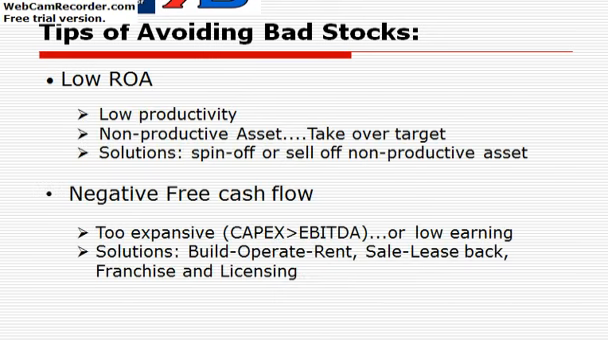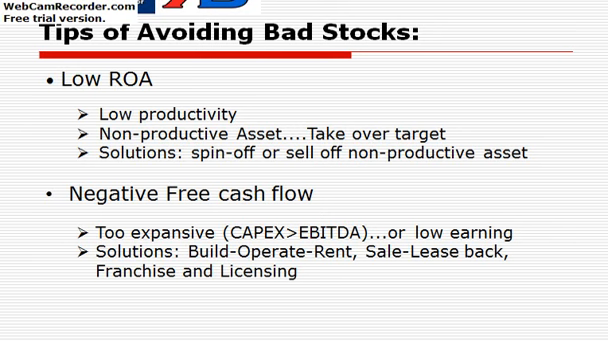Right. Next is the low return on asset. It is a sign to avoid the bad stock because it shows low productivity. It shows non-productive assets. A company with low return on asset has so much unutilized, non-productive or less productive asset. So they will become a target of takeover. So what is the solution?